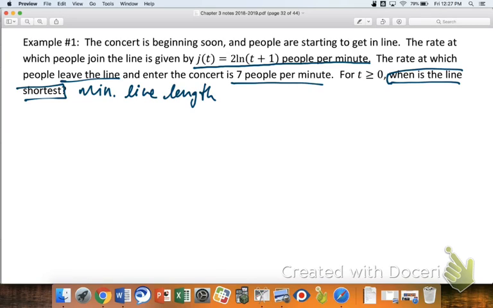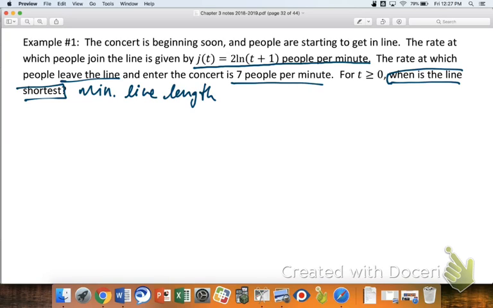I don't want you to only think about it, and I don't want you to only talk about it. I want you to do both of those and also write it down. So think about what the net rate would involve, because we've got 2 rates going against each other, right? One rate making the line get longer, one making the line get shorter. How are they going to interact?